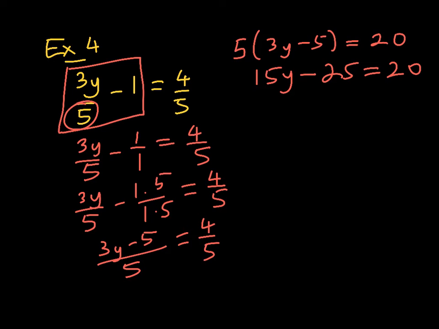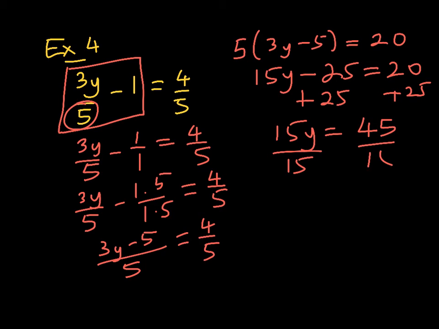So 15y, we need to eliminate 25 to take it to the right hand side. To do that, we need to add 25 to both sides of the equation. So we add 25 to both sides. This leaves us with 15y is equal to what? 20 plus 25, which gives us 45. Now we can find y. How do we find y? We divide 15y by 15, then we can obtain y. But remember, whatever you do to the left hand side, you also do to the right. So divided by 15, divided by 15. So y is equal to 45 divided by 15, which is 3. y is equal to 3.